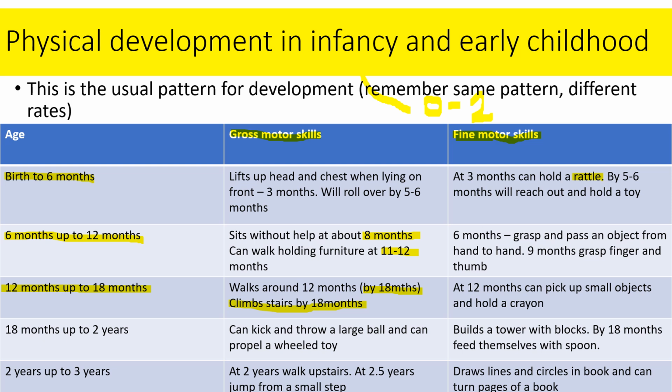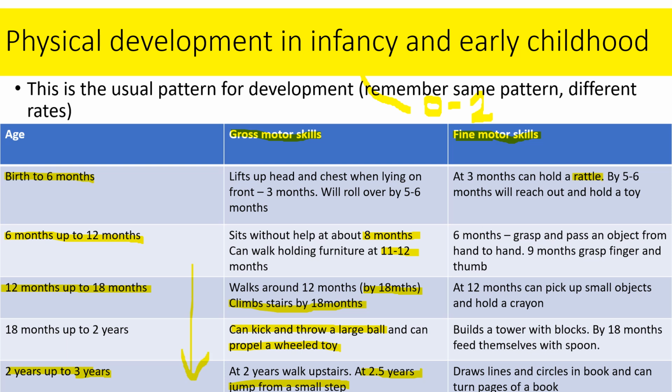If we stay on gross motor skills, by 2 years old can kick and throw a large ball, can propel a wheeled toy, so basically can start to play with toys and to start to control them. And between 2 to 3 years, so we're going into early childhood now. At 2 years start to walk upstairs. At 2.5 years jump from a small step. And I could have added on here other things such as by this time started to ride a tricycle, for example, being able to coordinate to kick a football and so on. And so you can see how this develops as they go into early childhood.